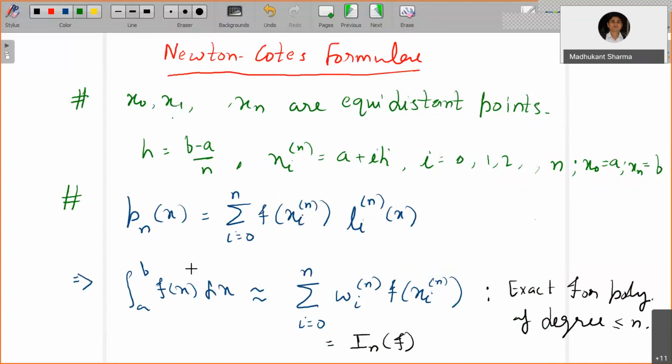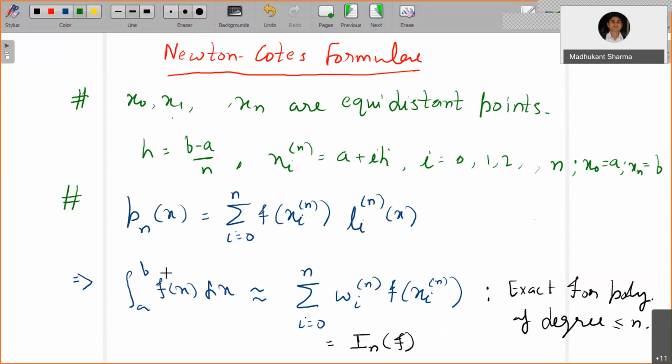Now if you perform the integral from a to b, that is going to be the summation i equals 0 to n of w_i^n f of x_i^n, which is exact for polynomials of degree less than or equal to n, and which we have denoted by I_n of f. Since it is exact for polynomials of degree less than or equal to n, it is also exact for degree 0, meaning a constant. So if you place f of x equals 1, then you also have to claim that the summation of w_i^n times f of x_i is 1 for all i. So you will have the summation of w_i is b minus a. The summation still remains the same as in the Gauss points.